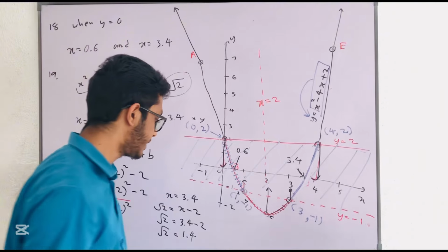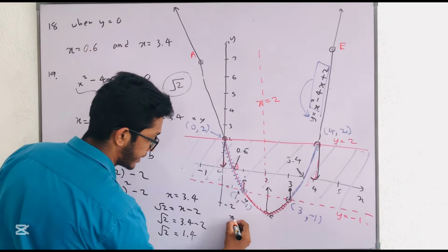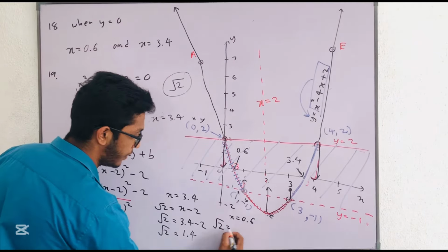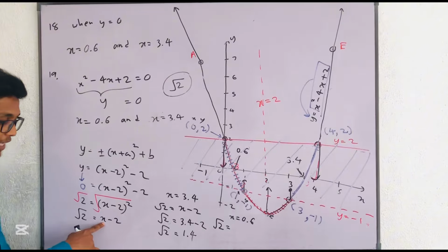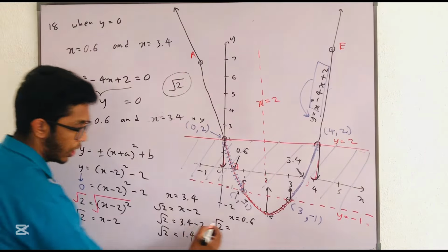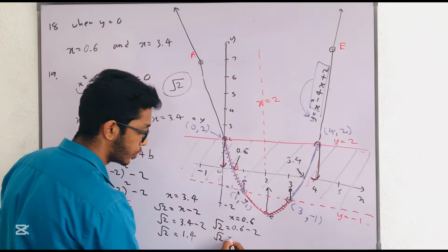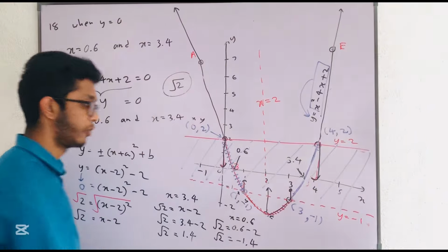I'm going to substitute 0.6 here. x equals 0.6. So the square root 2 value equals x minus 2. The x value means 0.6, so 0.6 minus 2. Then we get for square root 2 as minus 1.4.